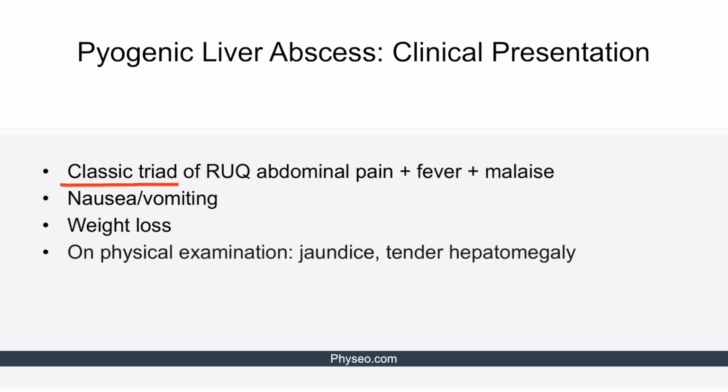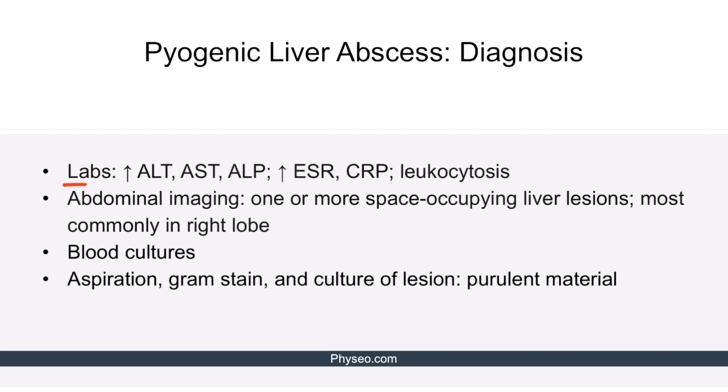The classic triad of pyogenic liver abscess is right upper quadrant abdominal pain, fever, and malaise. Other observed non-specific symptoms are nausea, vomiting, and weight loss. On physical exam, we may see jaundice and tender hepatomegaly. The lab values that are typically detected include increased serum transaminases and alkaline phosphatase. Also, inflammatory markers, ESR and CRP, are increased. Leukocytosis is usually shown on CBC.